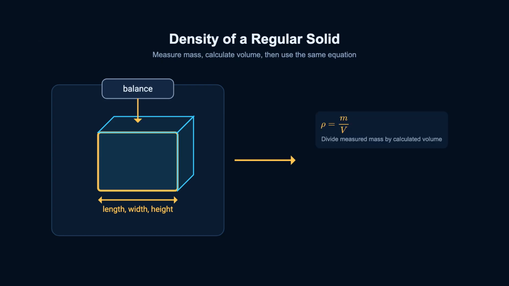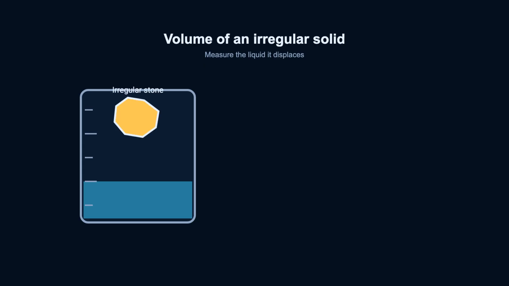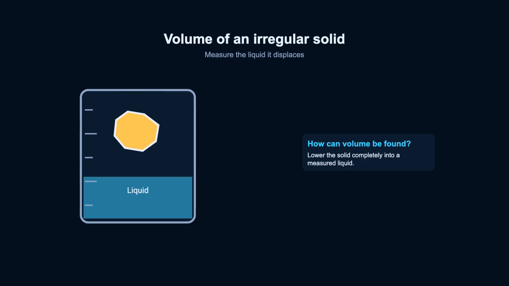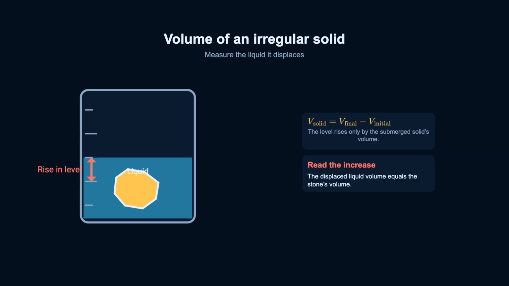Notice the structure. The density equation never changes. What changes is how you obtain a reliable value for the volume before making the calculation. Now picture a stone that sinks, but has an uneven surface. Its dimensions do not fit a regular shape calculation. How could you find its volume? Submerge it in a liquid and use displacement. The sinking solid raises the liquid level, and that increase gives the solid's volume.